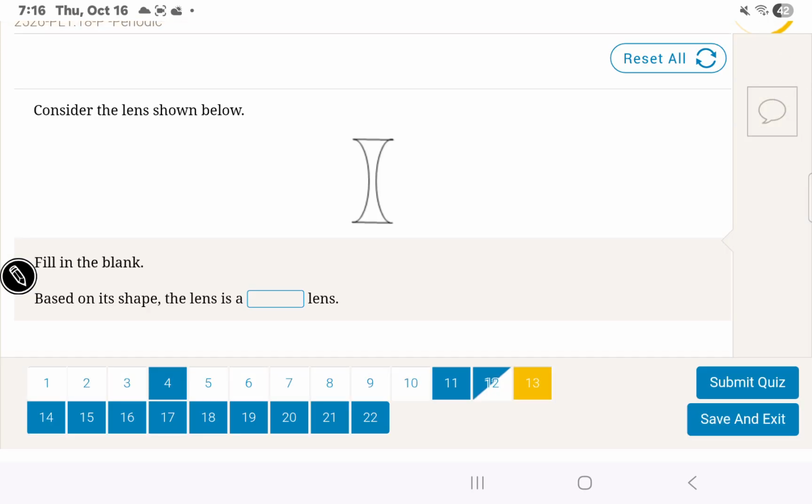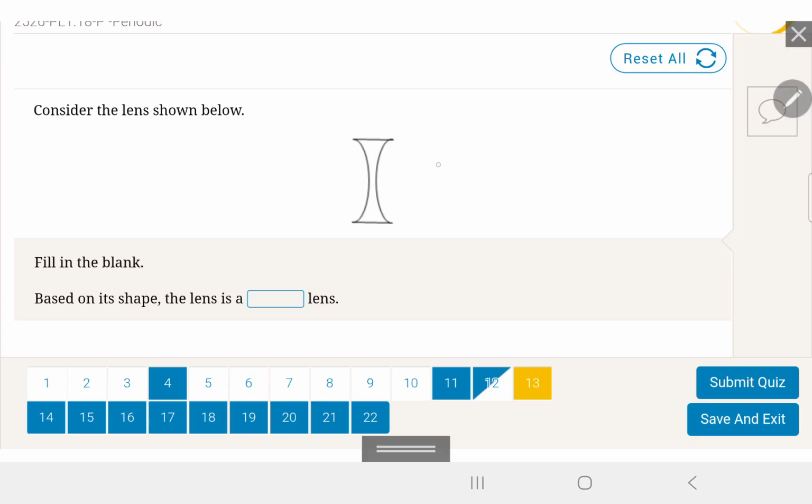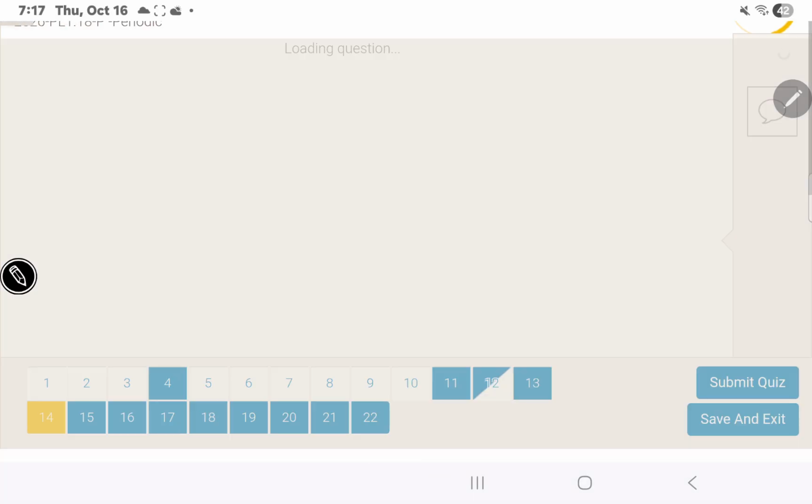Based on its shape, this lens is what type? Now this is a divergent lens because it's concave. Okay, so this is concave, divergent. Next one, number 14.